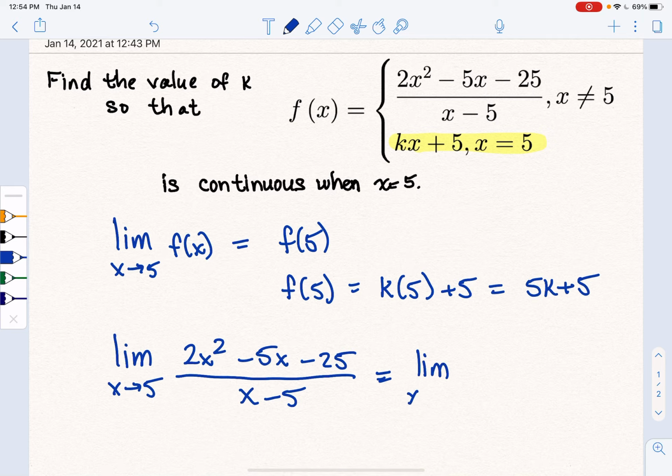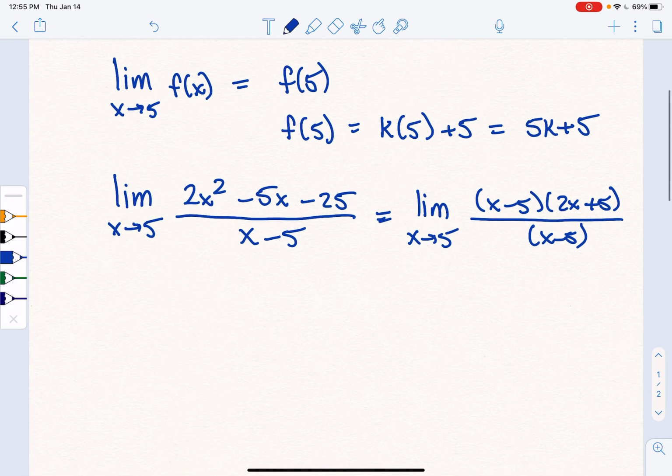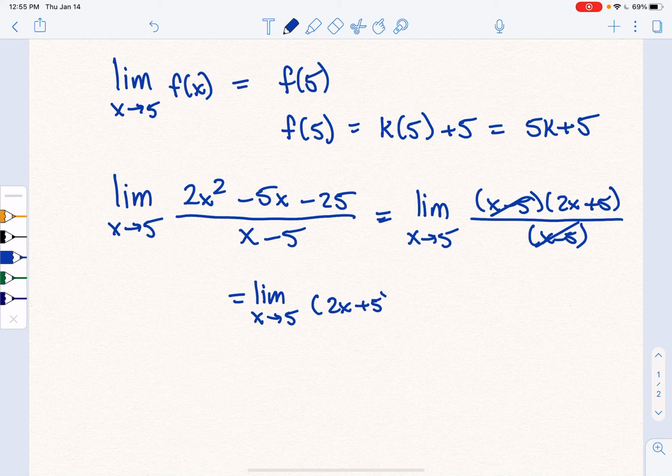So we take the limit as x approaches 5. The factored form of the numerator is x minus 5 times 2x plus 5, all over x minus 5. And wouldn't you know, the x minus 5's cancel out. So we have the limit as x approaches 5 of 2x plus 5. That's equal to 2 times 5 plus 5, because now we can use direct substitution, and that gives me 15.